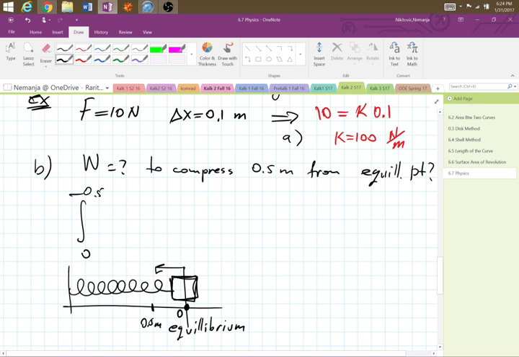We know that the function is given as kx, so k is 100. So that's 50x squared, from 0 to negative 0.5. And the work is clearly 12.5 Newton meters.